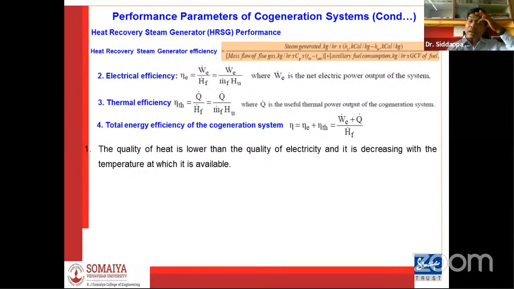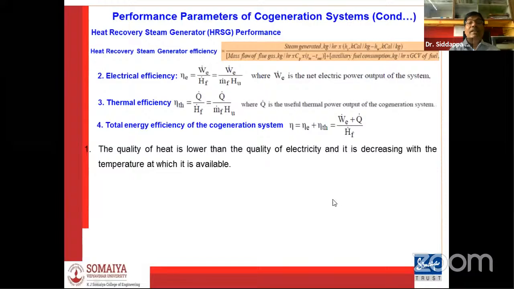In the very first or second slide, I told you about the overall efficiency of the cogeneration system. For example, I may be getting some 40% electrical efficiency and maybe 50% thermal efficiency. Then the overall efficiency becomes 90% of the entire system, and 10% will go as waste, if I am right about what I covered in the second or third slide of this presentation. Like this, we get the overall efficiency of the entire cogeneration system.